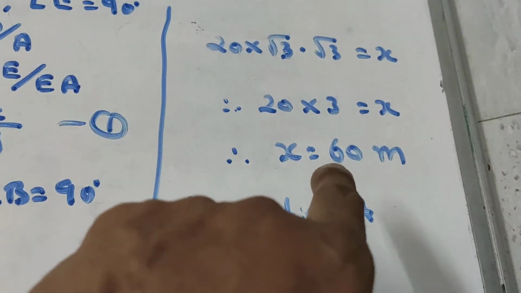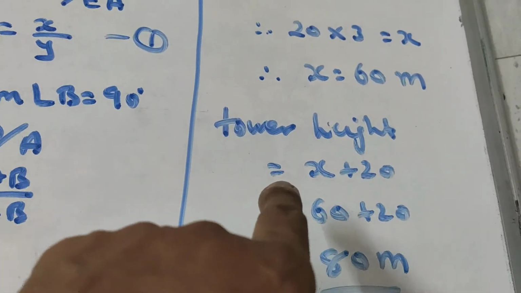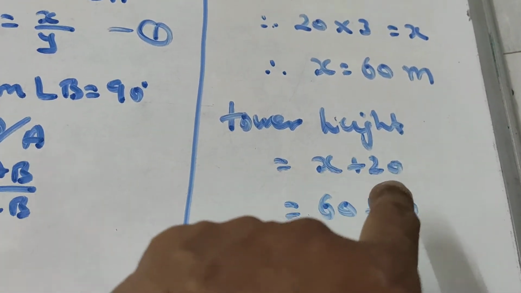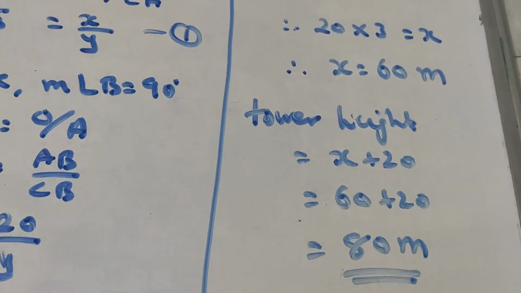But our answer is not completed. We require to find out the height of the tower. So height of the tower is equal to x plus 20. So 60 plus 20 is equal to 80 meters. So 80 meter is our answer.